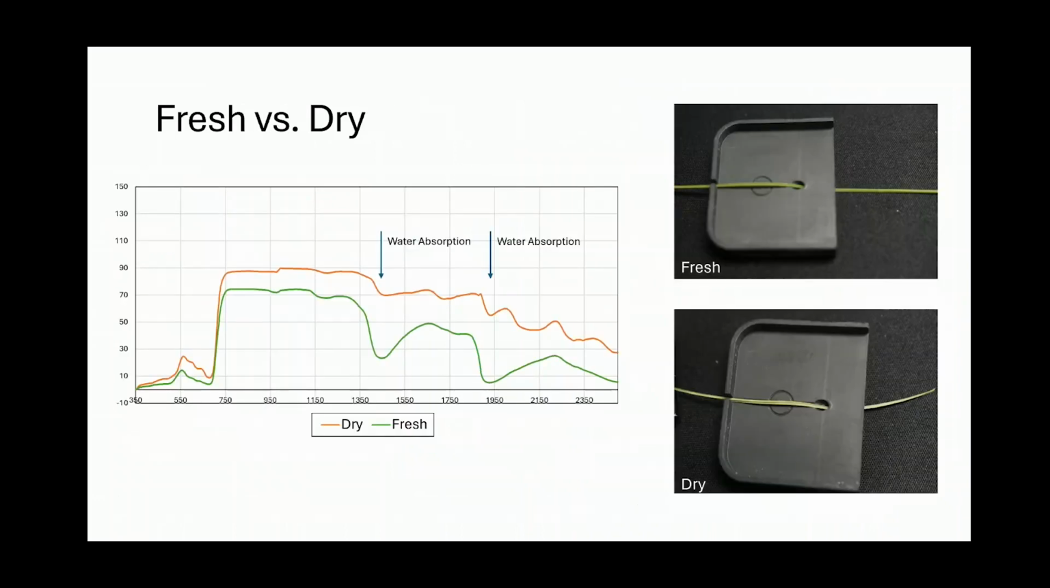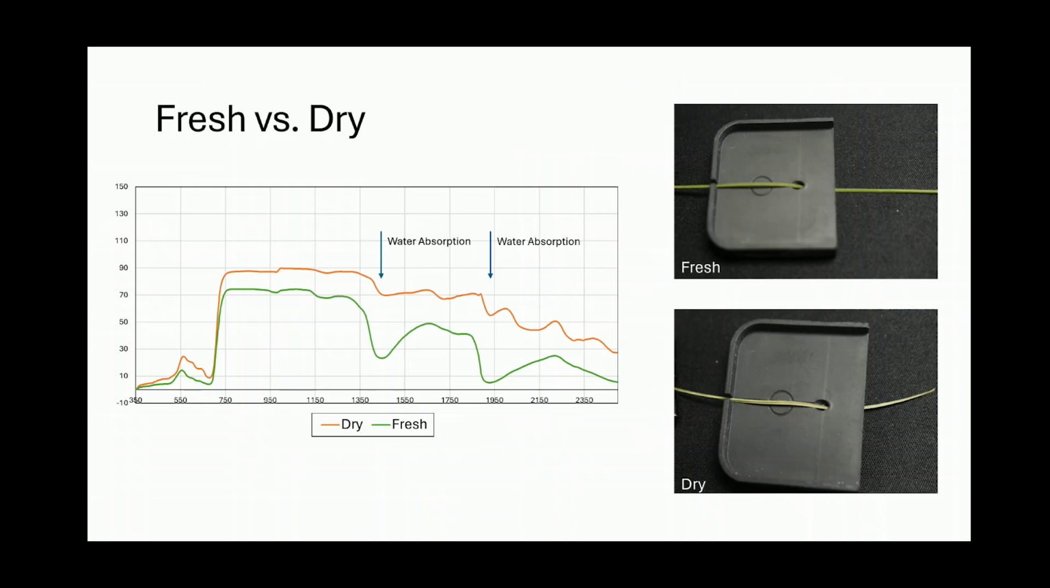So now we'll explore some of the targeted studies that can be explored by researchers in the future. Here we show a fresh pine needle compared to one that has been aged over several days. And you can see that there's significant difference in the water absorption features at 1400 and 1900 nanometers.